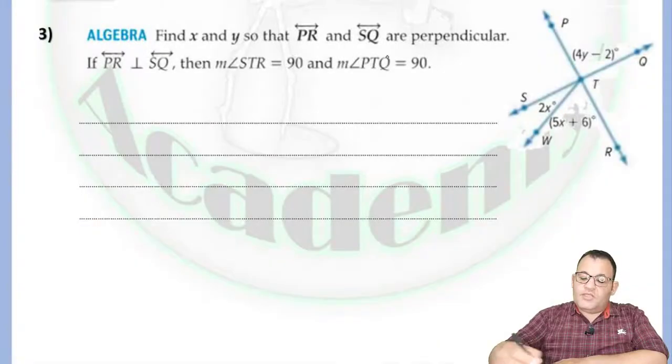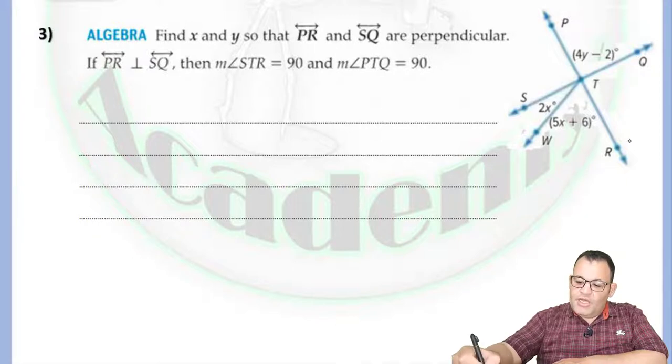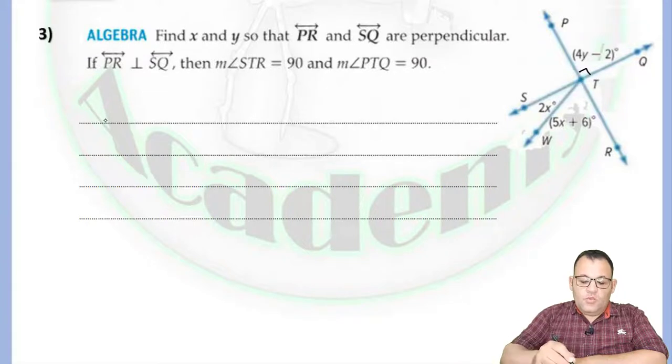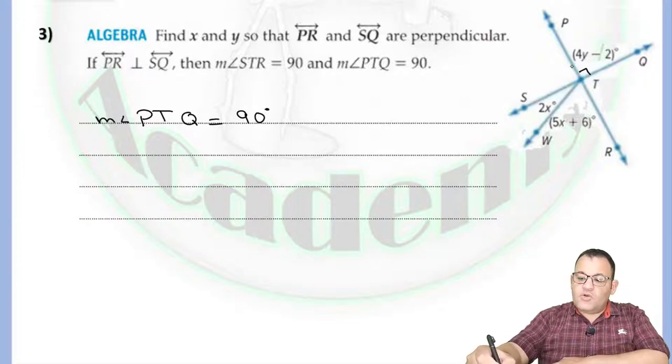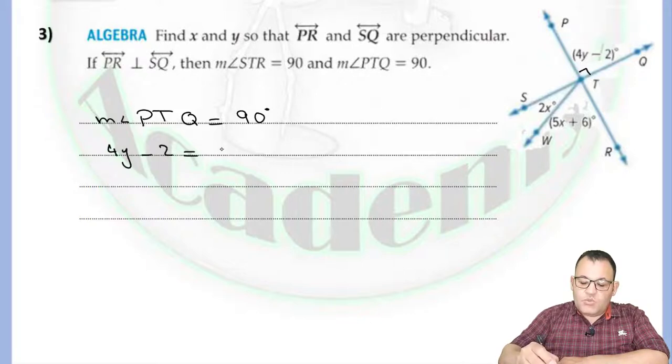Find x and y so that PR and SQ are perpendicular. What is the meaning of perpendicular? It means the measure of the angle between them is equal to 90. So the measure of angle PTQ is equal to 90 degrees. Now we need to solve. The measure of angle PTQ equals 4y minus 2, so 4y minus 2 equals 90.